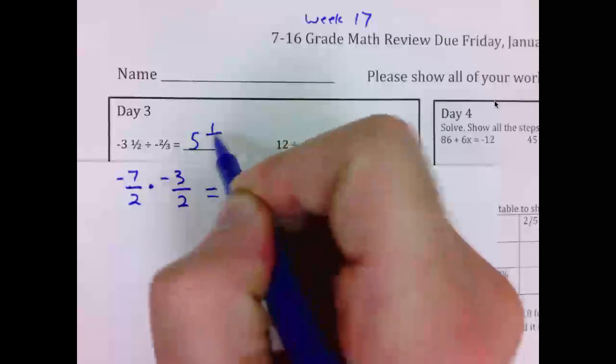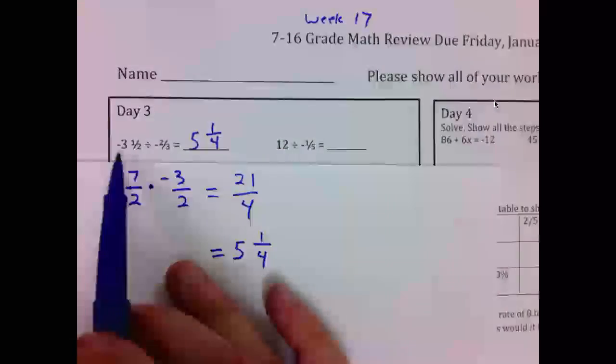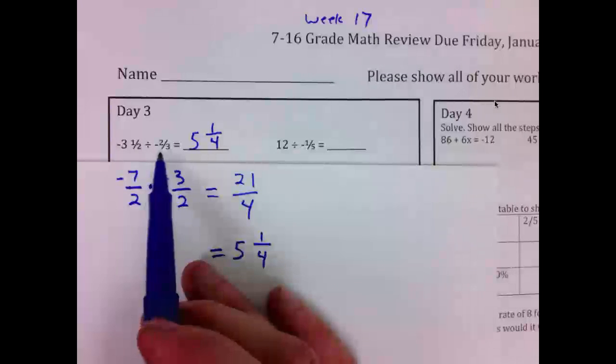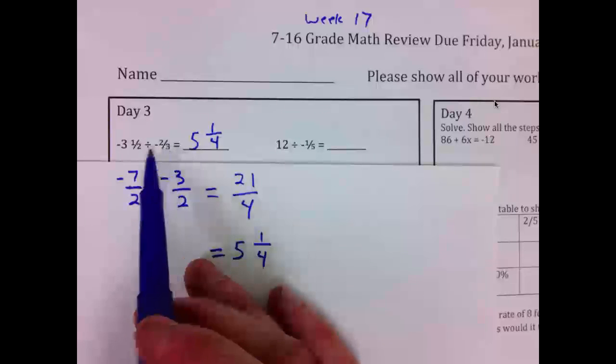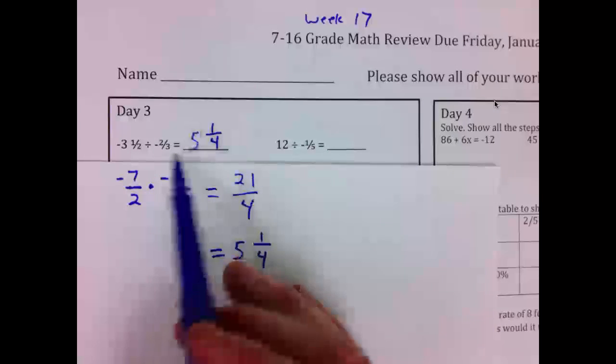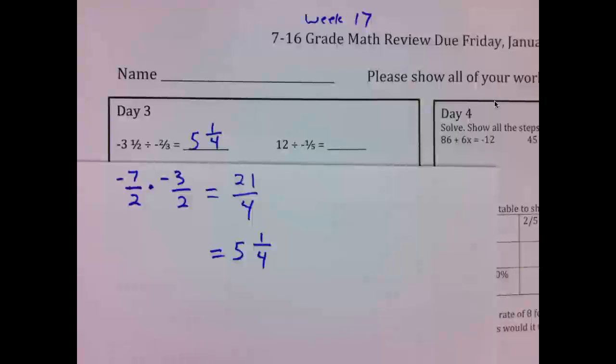Lastly, I'm going to check for reasonableness. Well, this is 3 1/2 divided by slightly less than 1. When we divide by a number slightly less than 1, we end up with a greater result. So 5 1/4, it looks like it's a reasonable result. Alright.